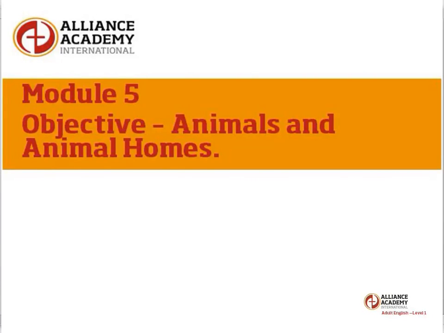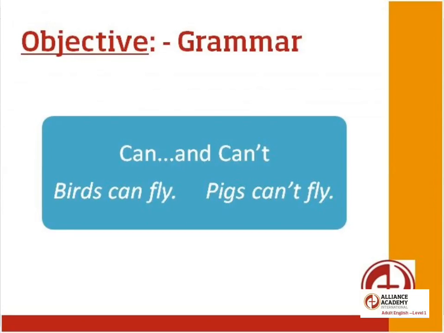Well, hello, Mr. Dale again, and we are now in Module 5, and the objective of this video is to introduce the topic animals and animal homes. We will look at the vocabulary that is needed for Module 5, the grammar, and a look at some of the verbs. So in grammar, really our only objective is to understand how to use can and can't.